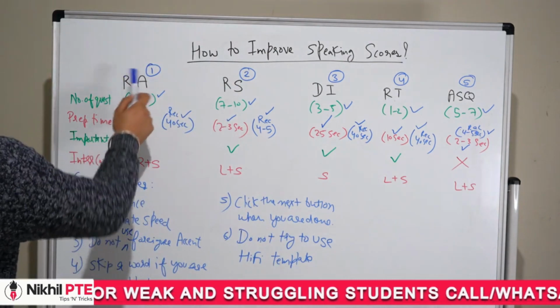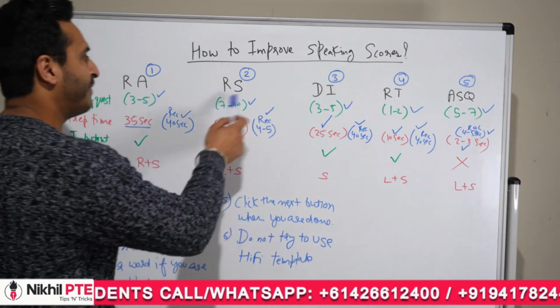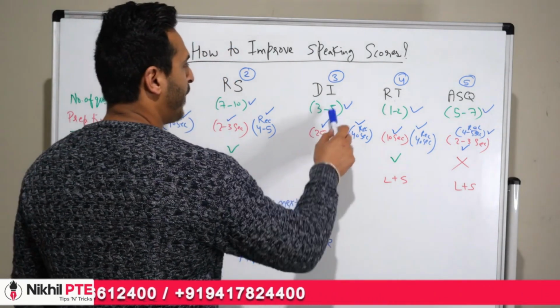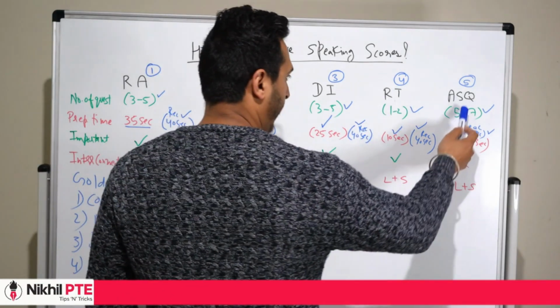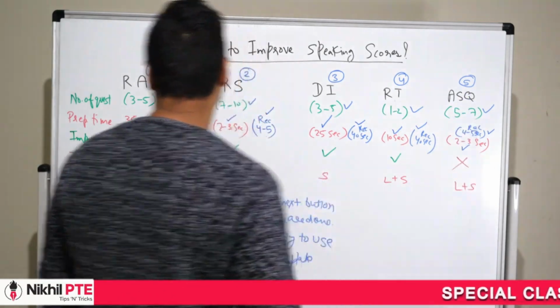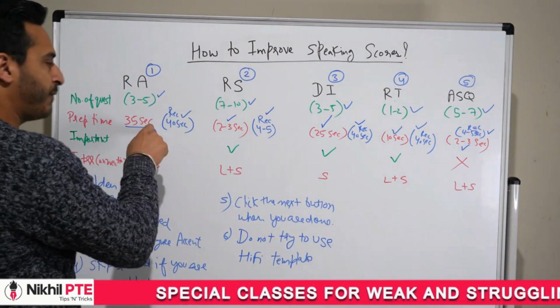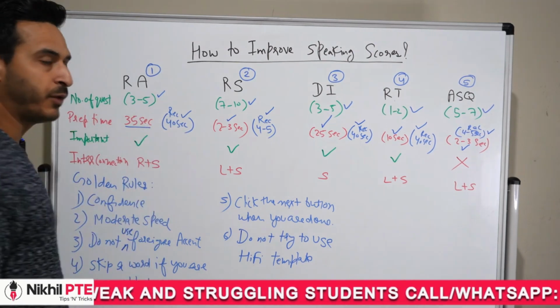The number of questions in read aloud will be approximately 3 to 5, 7 to 10 in repeat sentences, 3 to 5 in describe an image, 1 or 2 in read a lecture, mostly 1, and 5 to 7 in answer short question. You have preparation time for read aloud of 35 seconds and the recording time is 40 seconds only.